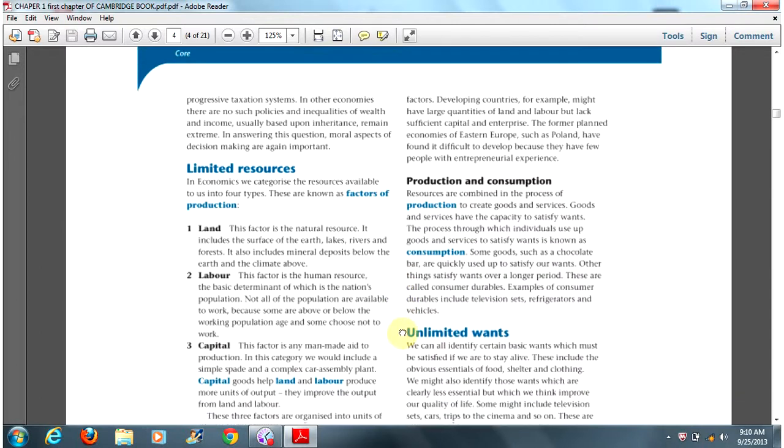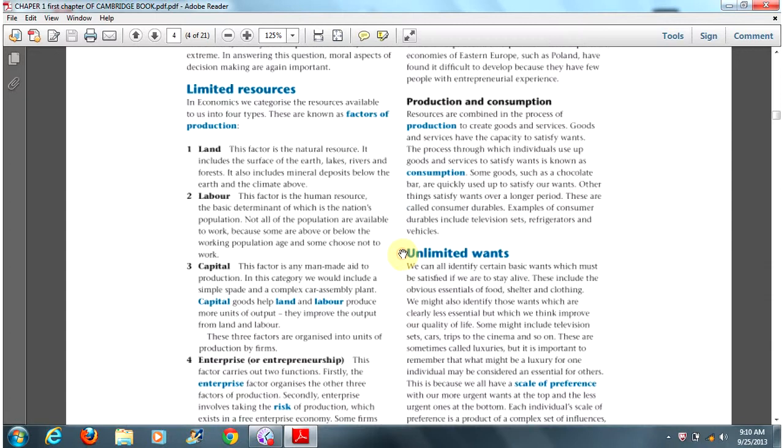Unlimited wants. We can all identify certain basic wants which must be satisfied if we are to stay alive. These include the obvious essentials of food, shelter, and clothing. We might also identify those wants which are clearly less essential but which we think improve our quality of life. Some might include television sets, cars, trips to the cinema, and so on. These are sometimes called luxuries. What is important to remember is that what might be a luxury for one individual might be considered essential for others.